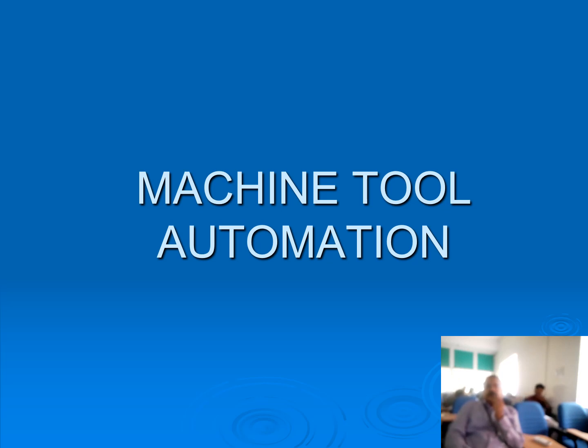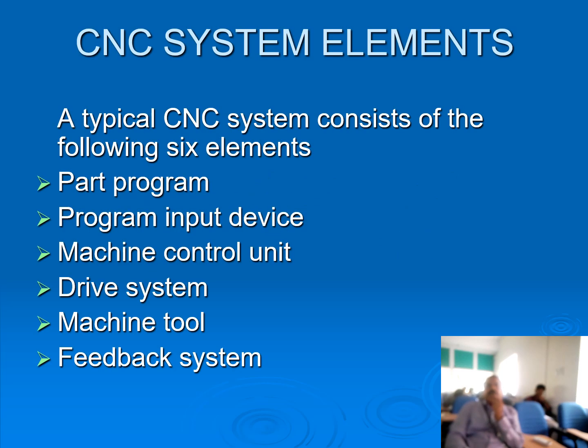Now we discuss automation and machine tool automation. The CNC system elements: a typical CNC system consists of the following 6 elements. Number 1 is the part program, then the program input device, machine control unit, drive system, machine tool, and for all these things, the feedback system. So these are the 6 important elements of a CNC system.